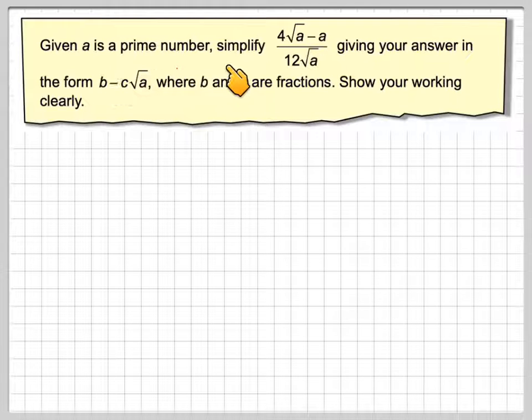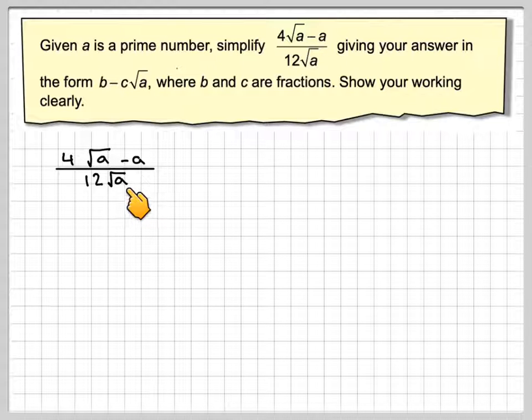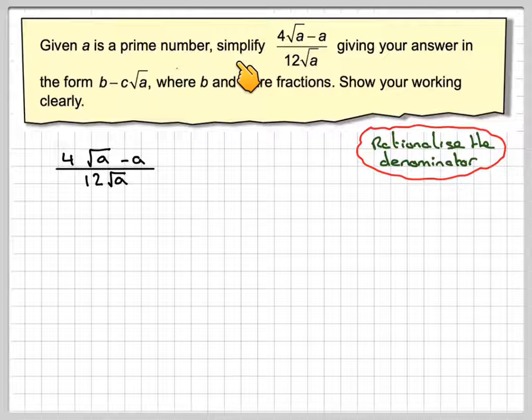Given a is a prime number, simplify (4 root a minus a) divided by 12 root a, giving your answer in the form of b minus c root a, where b and c are fractions, showing your working clearly. Right, so if we write that out, normally when you've got a square root sign in the denominator of a fraction, it means you have to rationalise the denominator when we simplify.